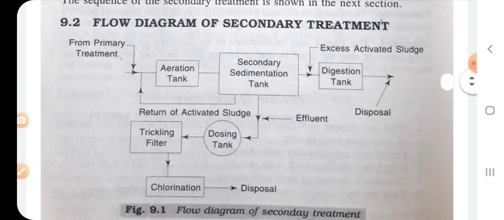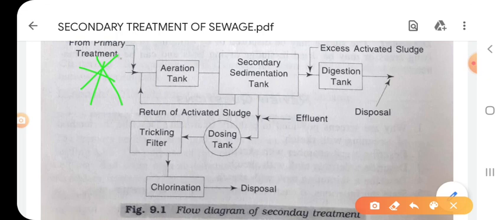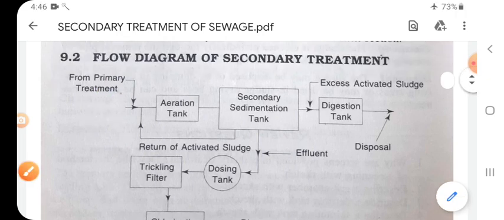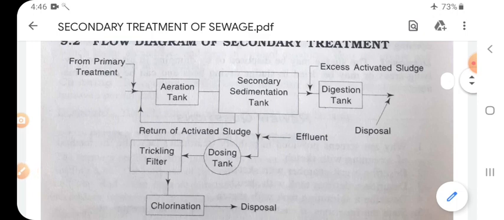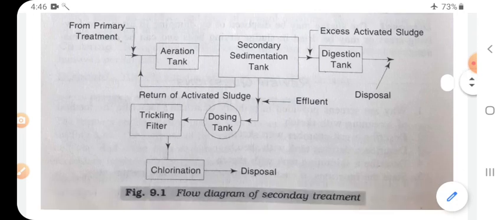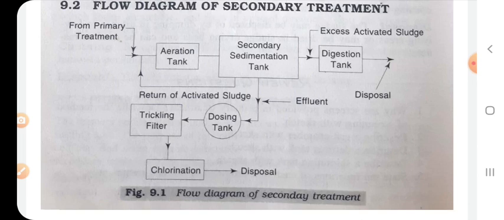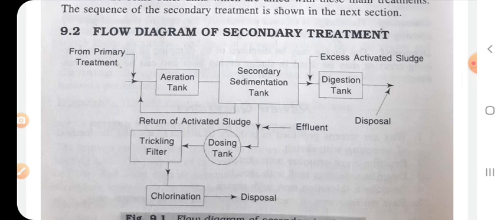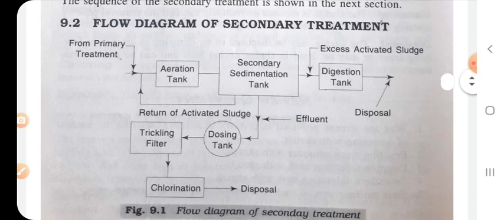The flow diagram is very important. From primary treatment, the sewage goes to the aeration tank, secondary sedimentation tank, then digestion tank. From secondary sedimentation it goes to the dosing tank, trickling filter, then chlorination, then disposal. The last process is disposal, meaning we discharge the sewage into a river or canal.